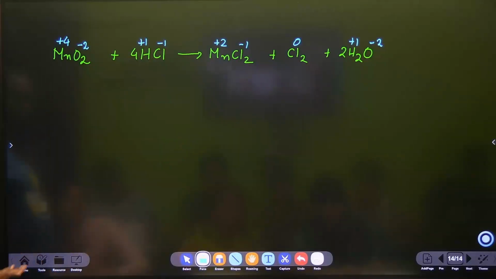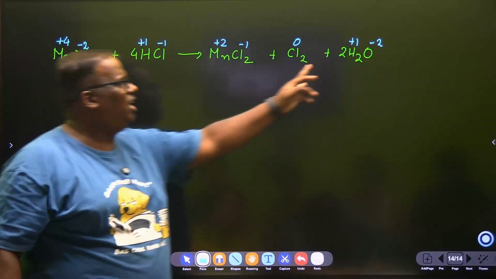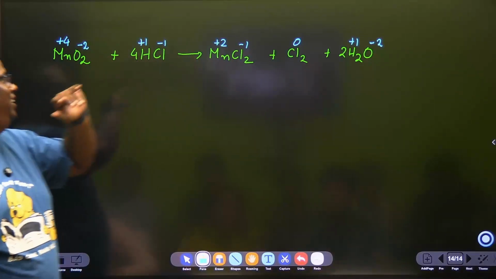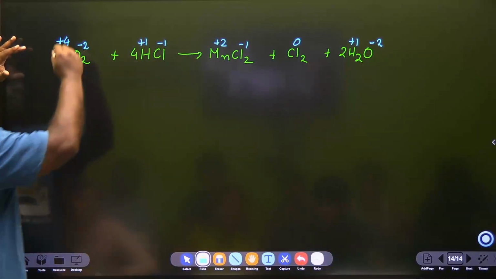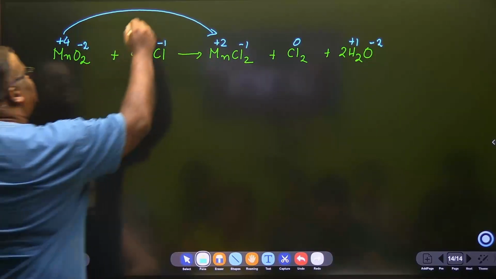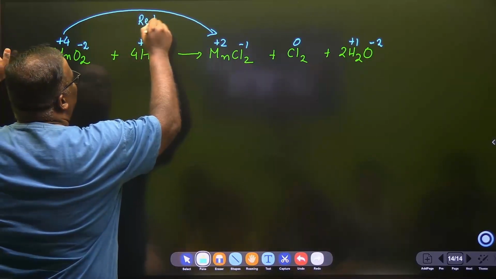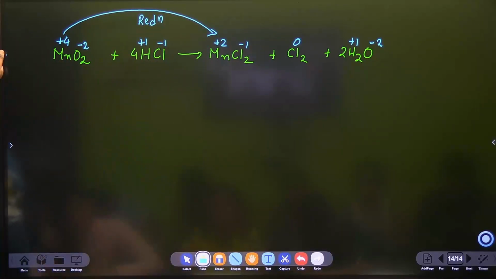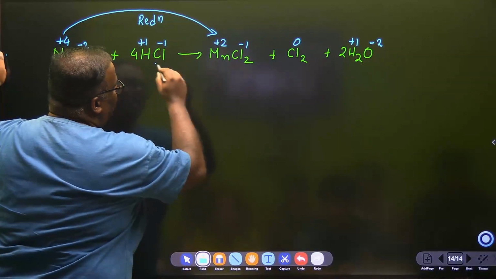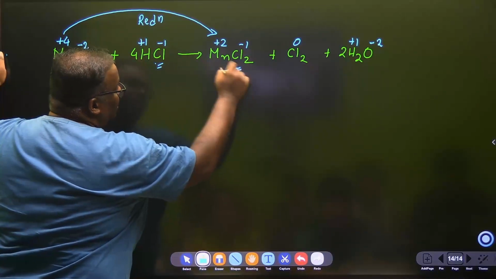Now calmly look, don't keep your eyes on hydrogen. Hydrogen is +1, he's just watching. Interesting spectator ion. Look at manganese. +4 to +2. Reduction. See, Madam Ananya, how easy it is. Now hunt the oxidation. Chlorine. Negative. Look, -1, -1. In this there is no state.